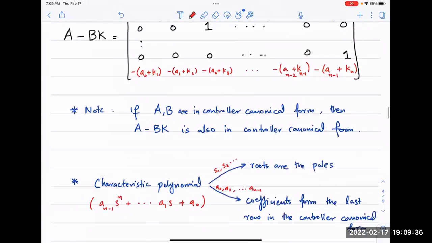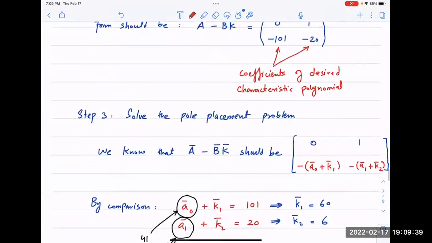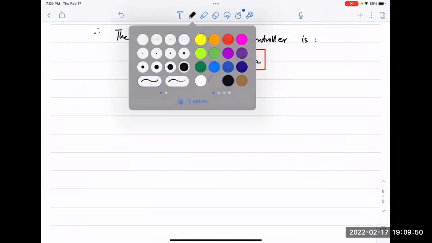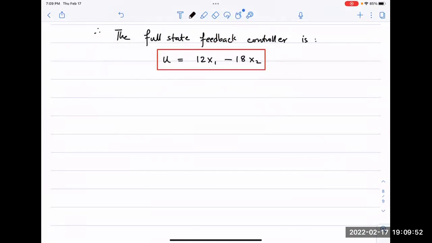Okay, so this process has another simpler formula, that's called Ackermann's formula. So this is another way of doing the same thing. It's important that we mention it here before we move on to other topics, because it's essentially a concise way of doing it. So, Ackermann's formula for pole placement.